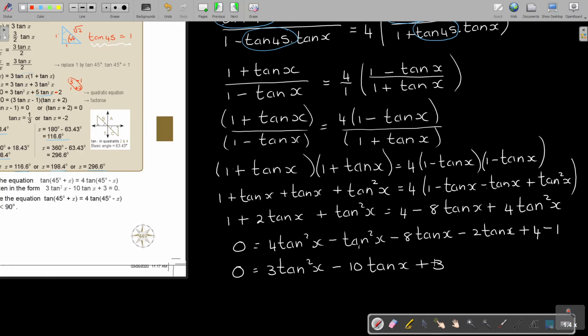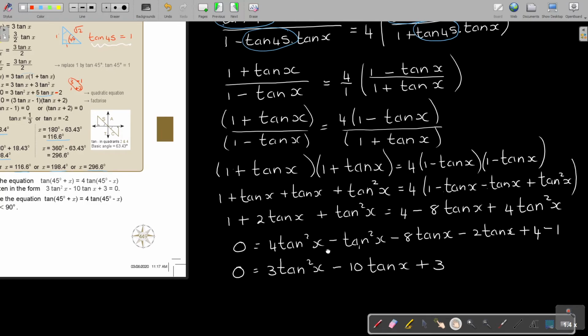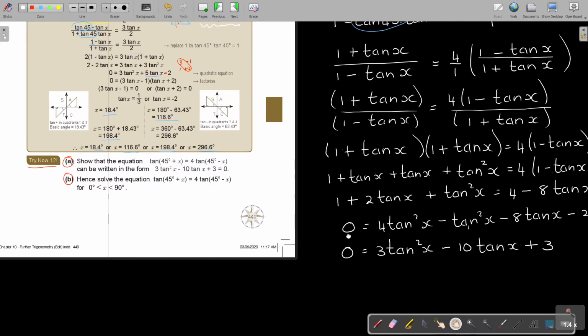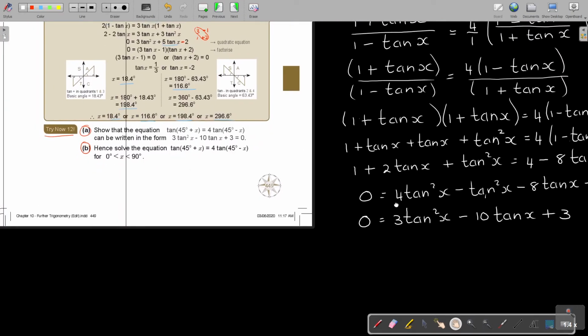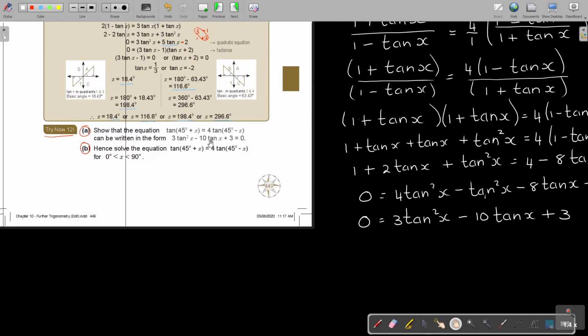Now I'm going to check my question again. I have so many lines now. It's exactly it: 3 tan squared x minus 10 tan x plus 3 equals 0. And I showed it. I don't have to write it. It's not the proof, so it's just like that.